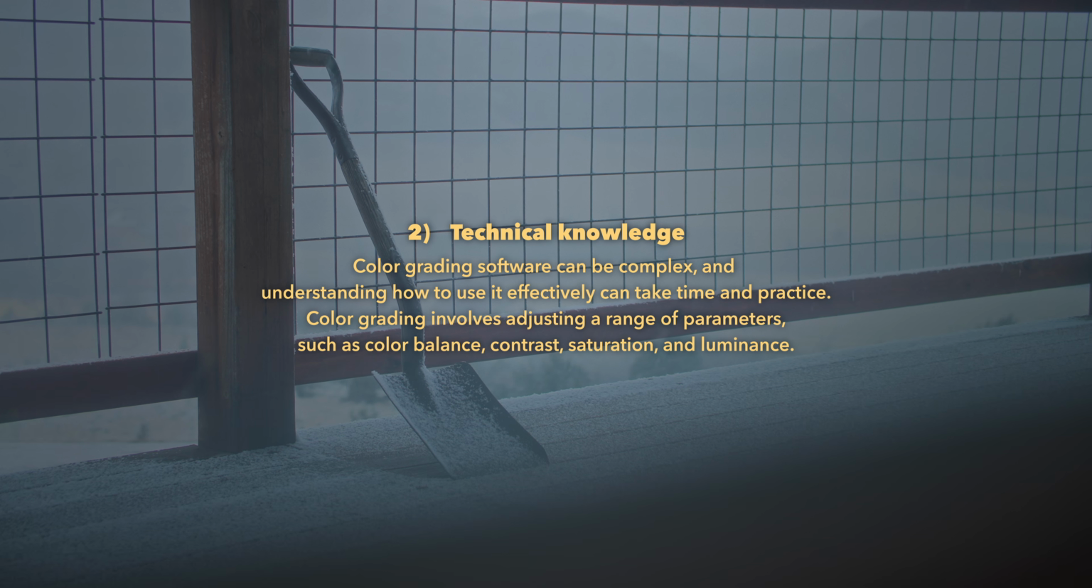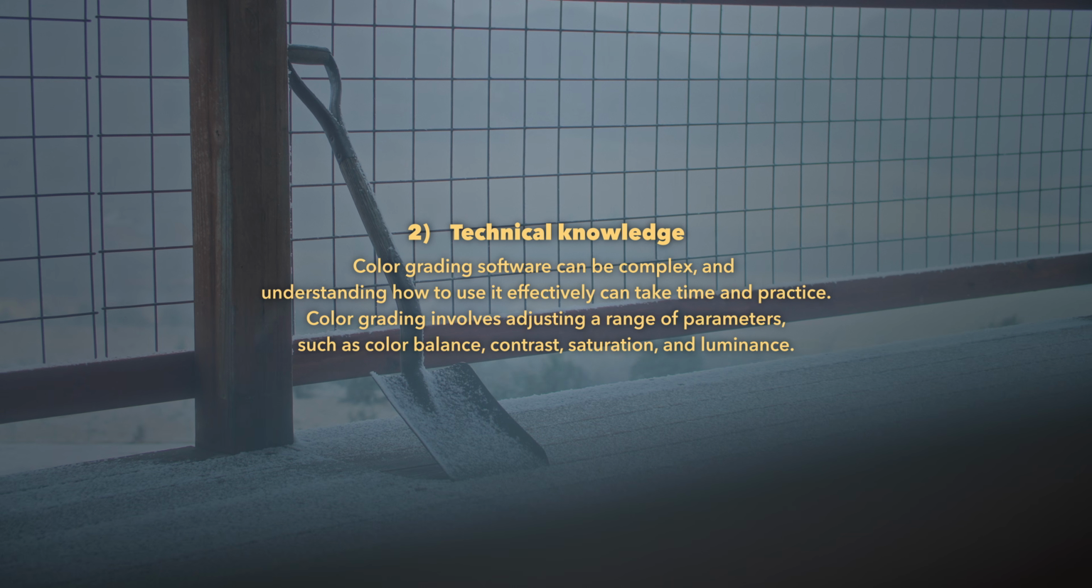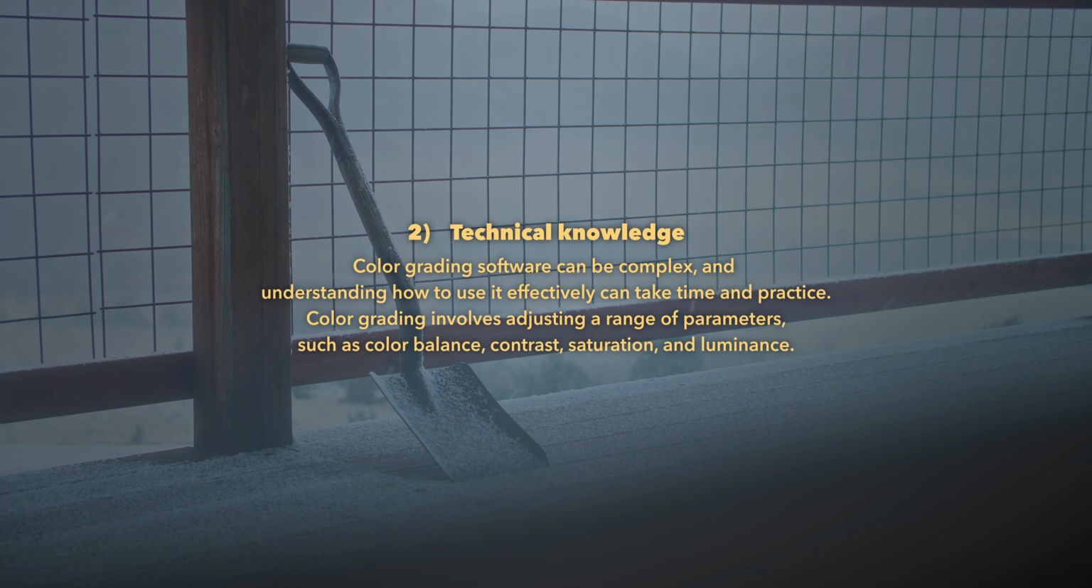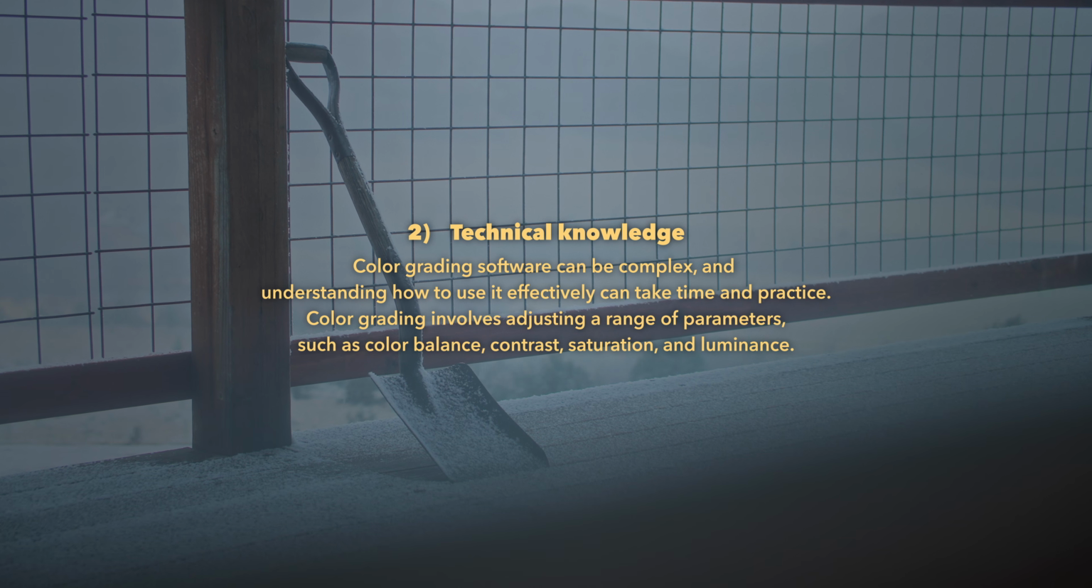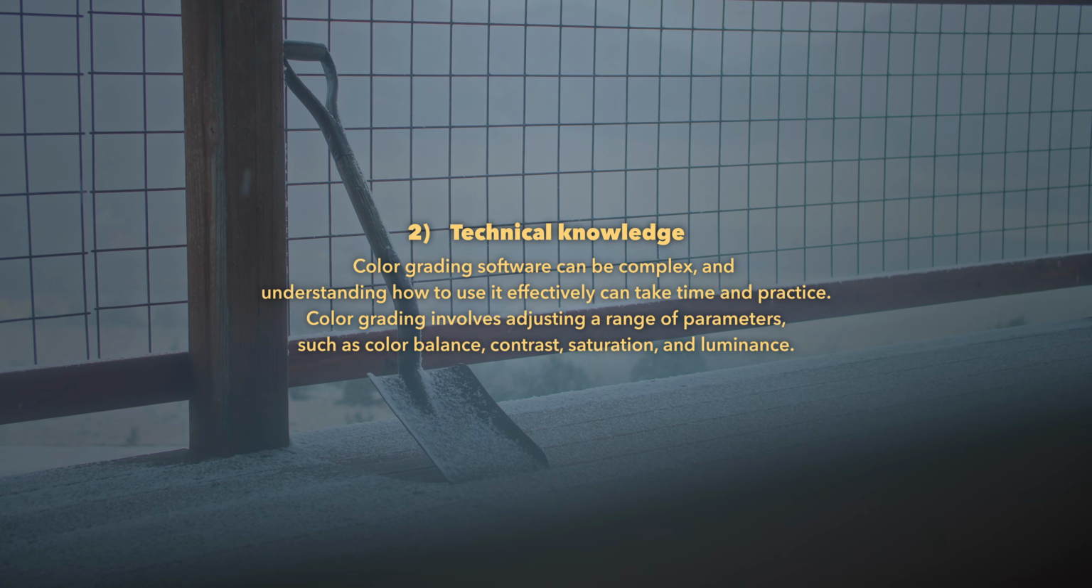Technical knowledge. Color grading software can be complex, and understanding how to use it effectively can take time and practice. Color grading involves adjusting a range of parameters, such as color balance, contrast, saturation, and luminance. And knowing how to use these tools requires a technical understanding of color science and image processing.